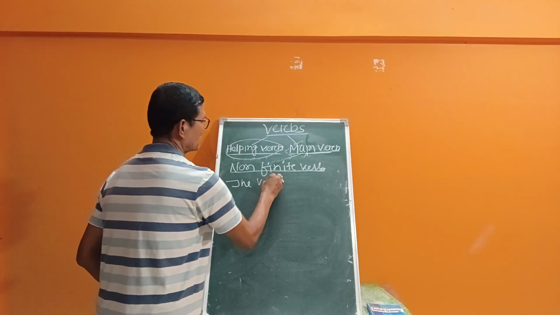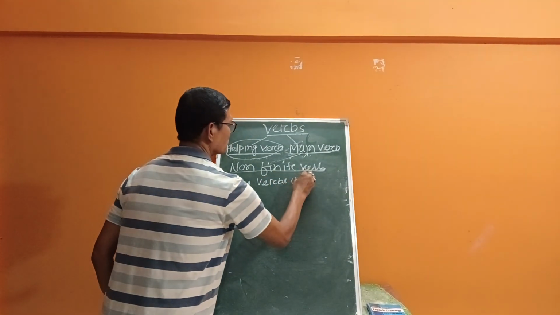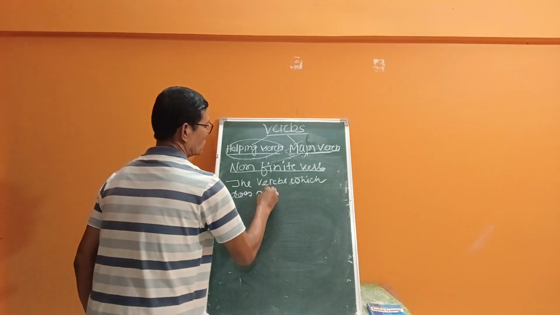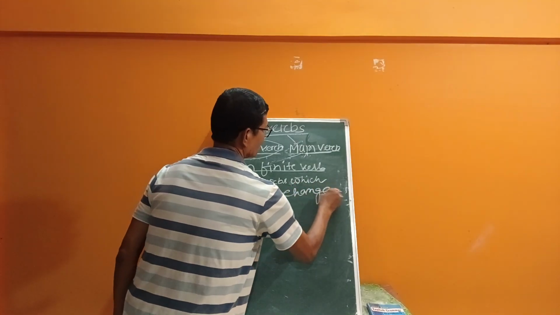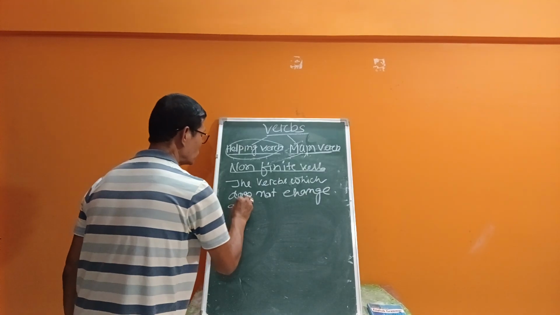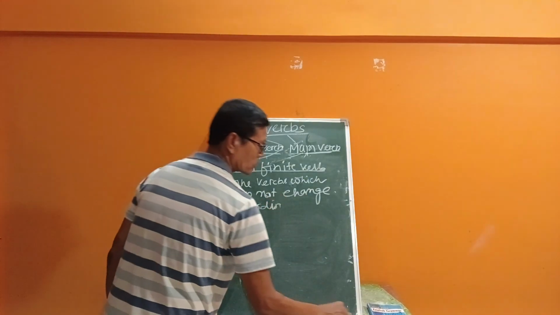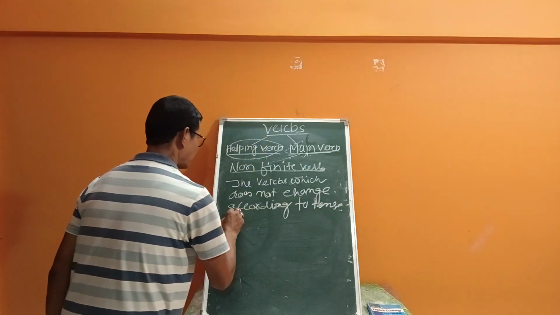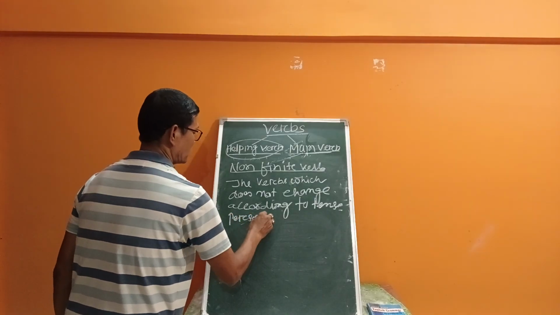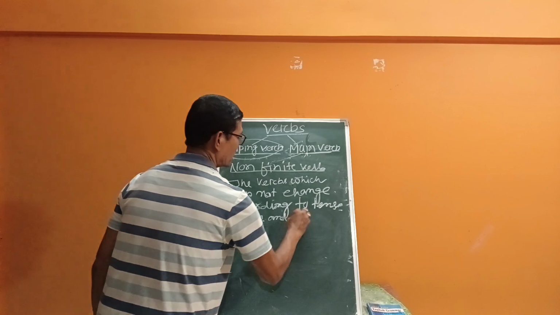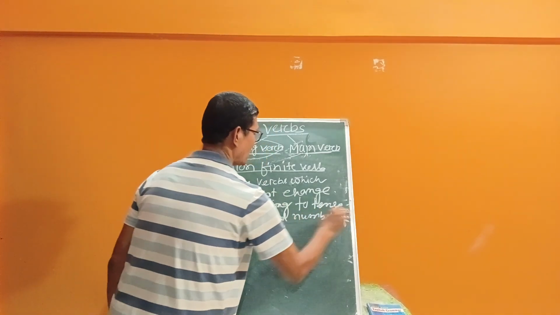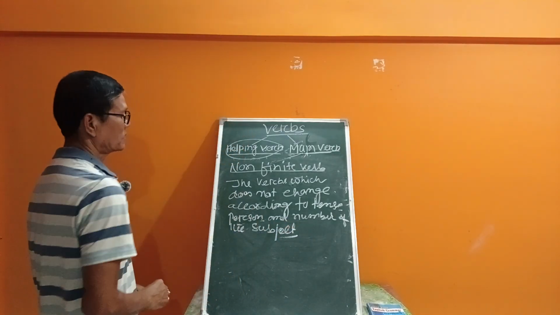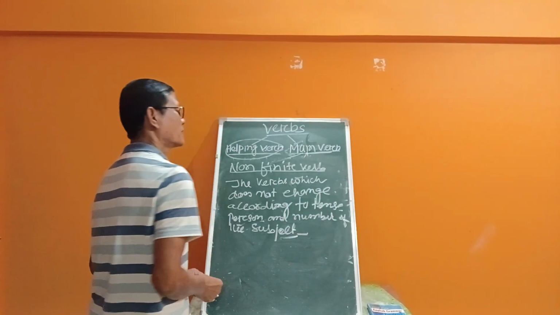The verb which does not change according to tense, and persons, and number of the subject, isn't it? Number of the subject. It is called non-final. The verb which does not change.